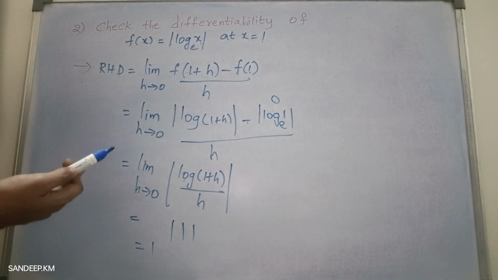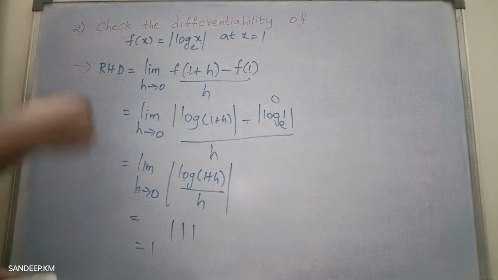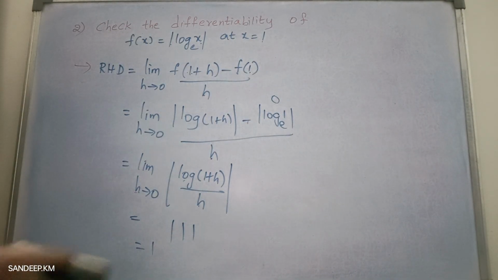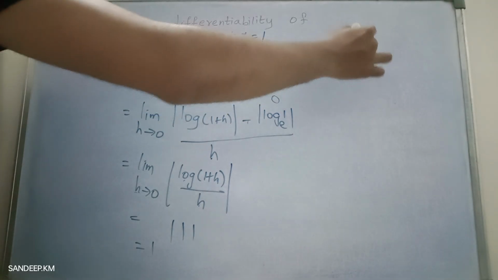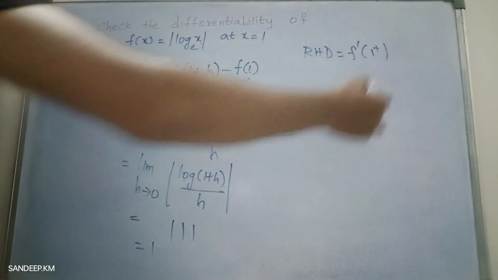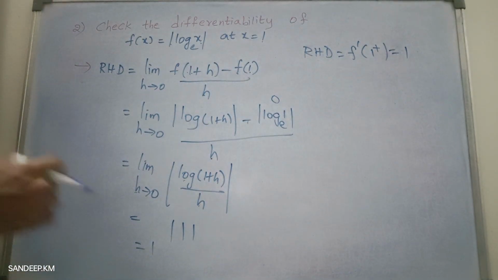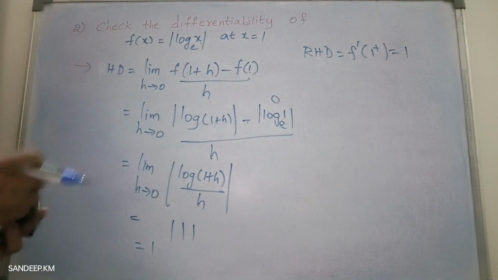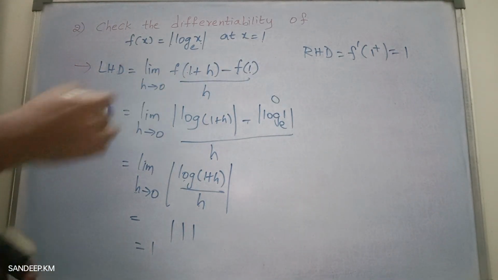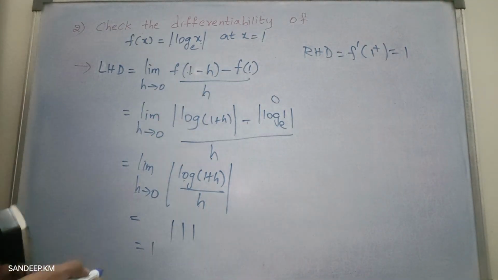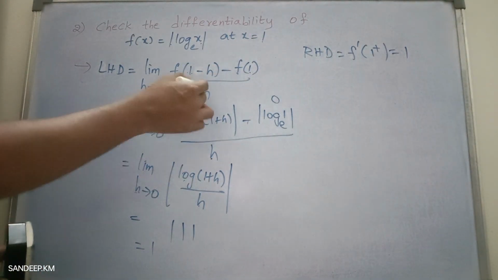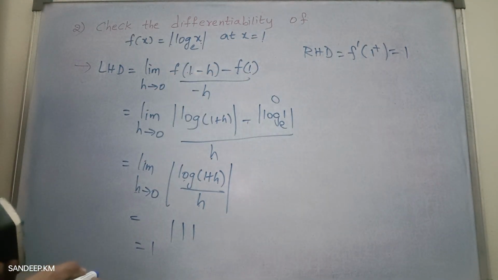Similarly, you can find the left hand differentiability. I'll do it here itself. Okay, now I got RHD as 1, the right hand differentiability, which means f dash of 1 plus is equal to 1. Now let me find what is LHD, the left hand differentiability. What are the changes in the formula? It is not 1 plus h, it is 1 minus h. This is the same, and it is not plus h, it is minus h, correct?